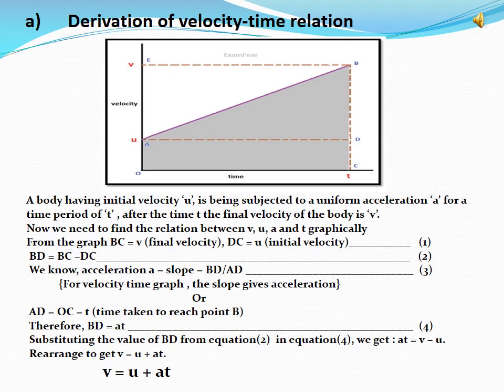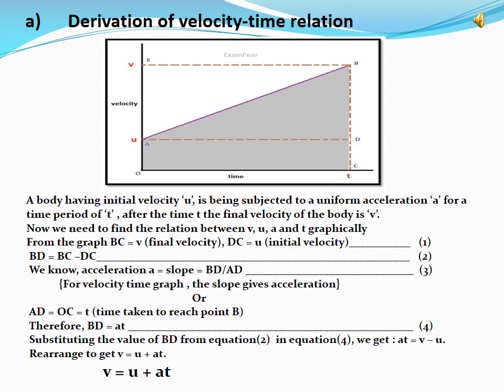We know acceleration a is obtained by the slope of the graph, because it is a velocity-time graph and velocity changes at a uniform rate. So acceleration equals slope, which is equal to BD divided by AD, represented by equation number 3. We know AD is equal to OC, which is equal to t, where t is the time taken to reach point B.